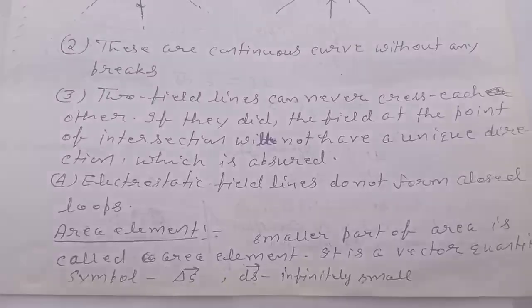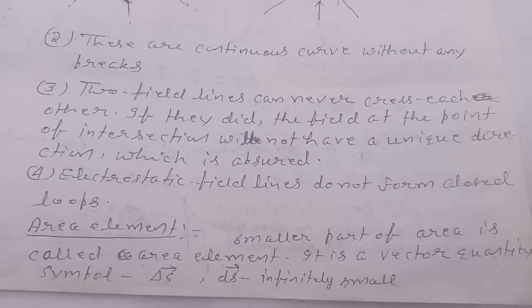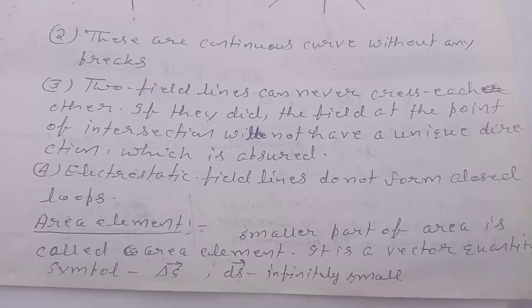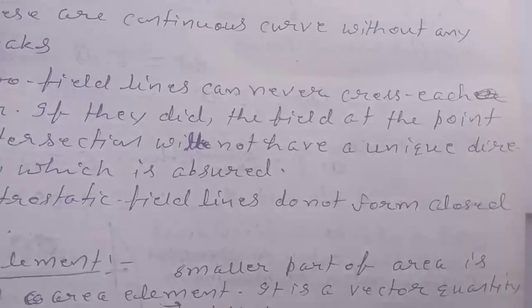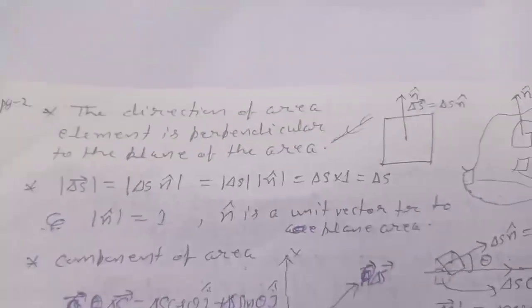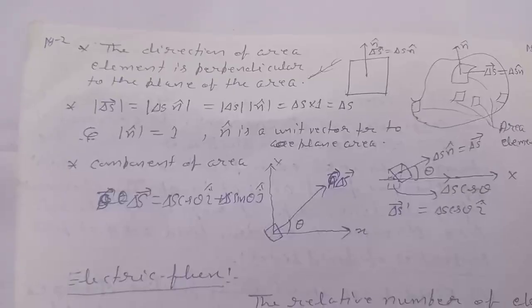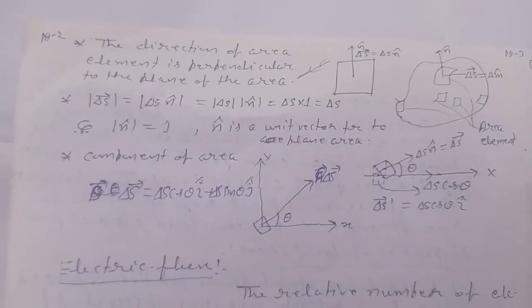Area element. A smaller part of area is called area element. It is a vector quantity, symbol delta S vector, infinitesimally small. The direction of area element is perpendicular to the plane of the area.